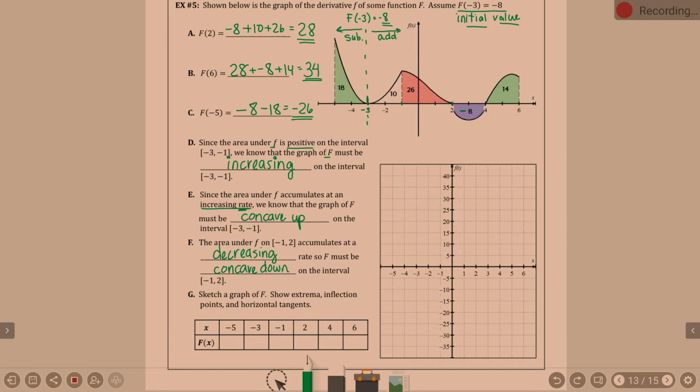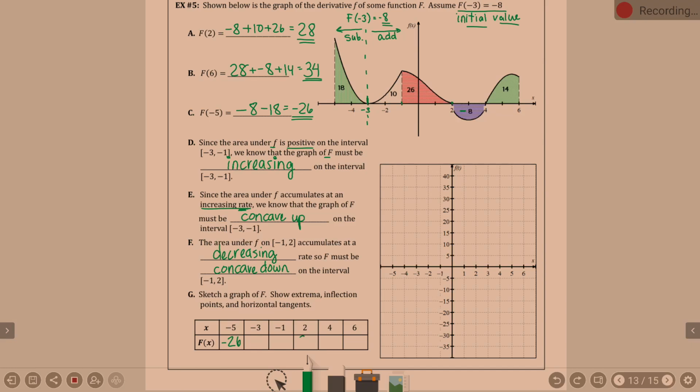Now, we're going to use this information about increasing, decreasing, concave up, concave down to help us sketch our graph. Because on G, they ask us to sketch a graph of F showing extrema, inflection points, and horizontal tangents. Now, let's go through and fill in some points here. We already know several of these. F of -5, didn't we already fill that out? F of -5 from part C was -26. Do we know F of -3? I'll come back to that one. F of -1? No.